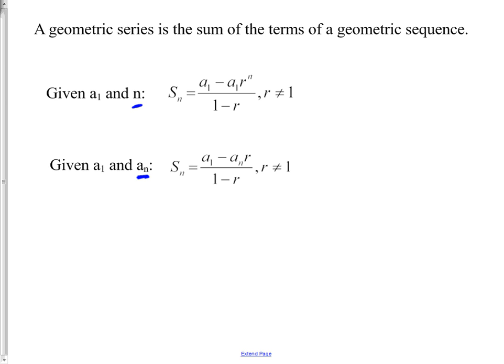Okay, the only difference in the formula in the second case is you have an a sub n, and we're not raising r to the nth power. So s sub n in the second formula equals a sub 1 minus a sub n times r, which is your common difference, divided by 1 minus r. In both cases, r cannot equal 1 because it makes the denominator 0, and that's where the number would be undefined.